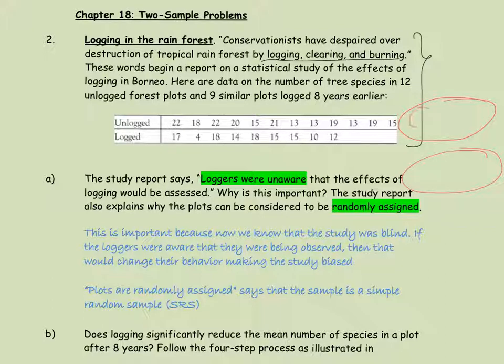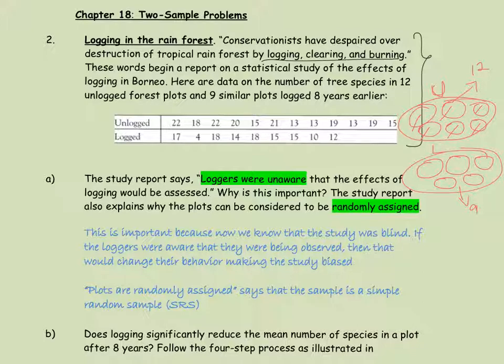So we have about 12 unlogged plots. So the sample size of the unlogged is 12. We measure the number of tree species in each of these 12 plots of unlogged, and we measure the number of tree species in the logged plots. So these are the logged plots, that's 9.